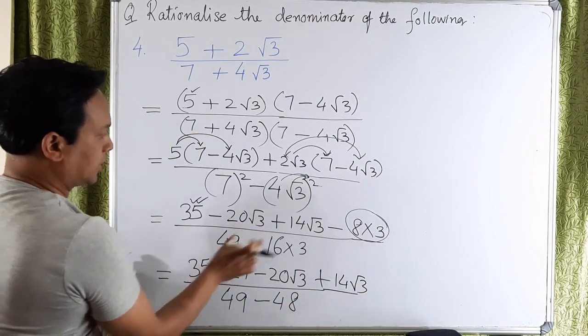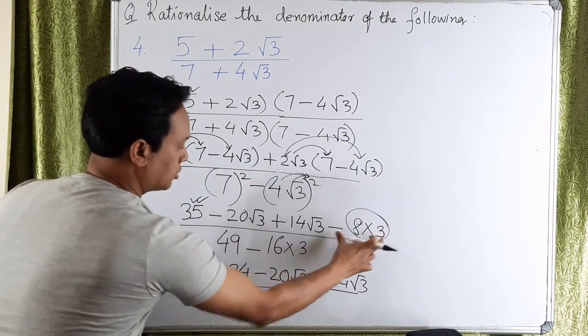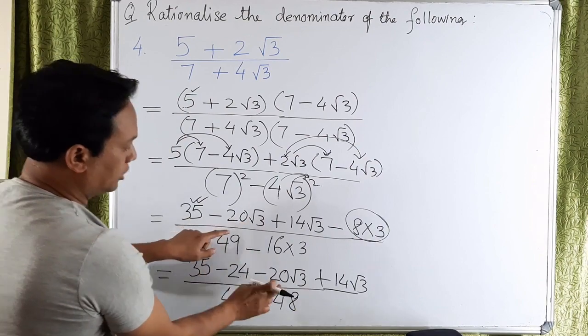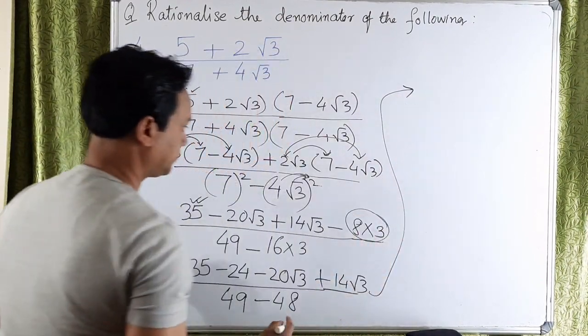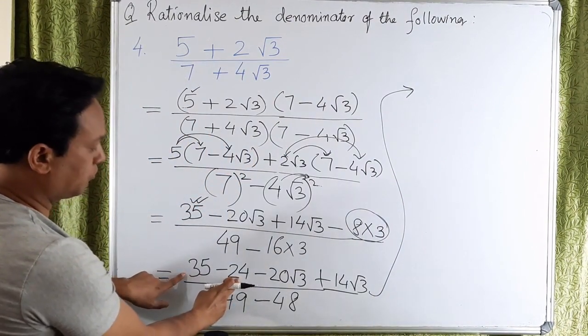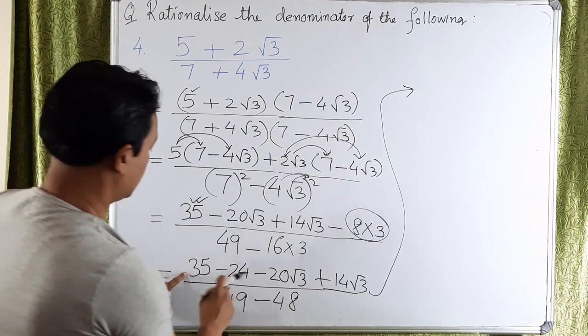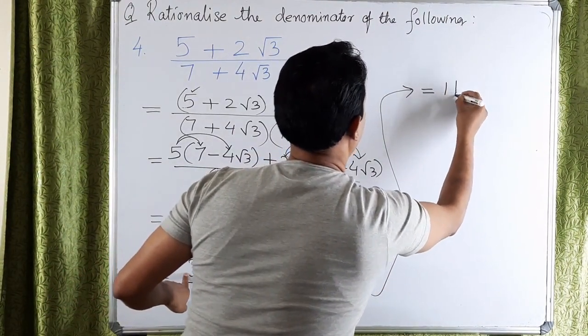So 35, rational numbers I have arranged first. This rational part 35. This is also a rational part. Then this 20 root 3 and 14 root 3. Let me write it here now. Now in the next line, see 35 minus 24. If I subtract this, we can subtract. 35 minus 24 will be 11. So let me write 11 here.